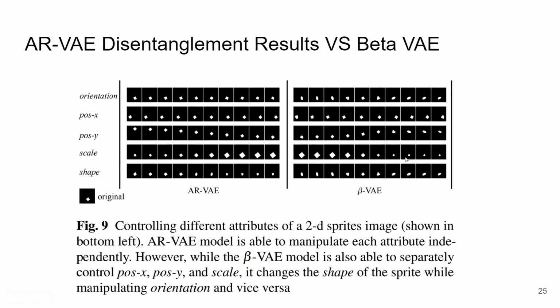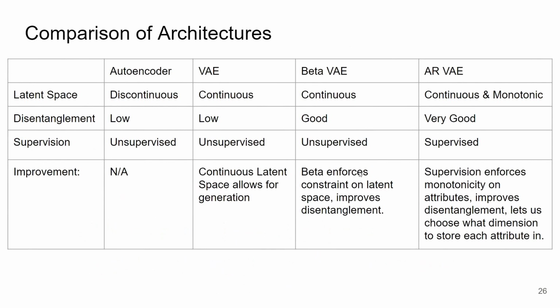Shape seems to be correlated with literally everything because you can see how weird it is, right? Here we actually have control over the shape in a separate dimension, and beta VAE, as we can see, kind of just randomly changes the shape around, but there's no real correlation between the monotonicity of the shape, right? Anyway, moving forward. So this is a comparison of the different architectures that we've just gone over.